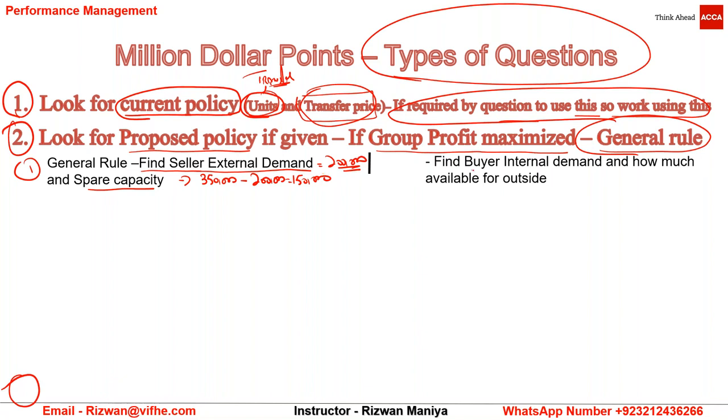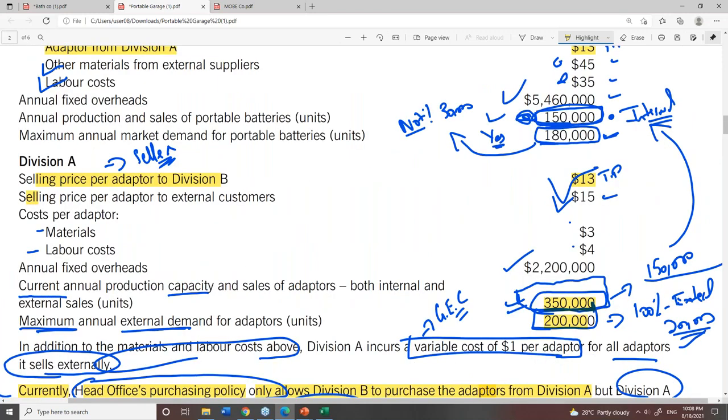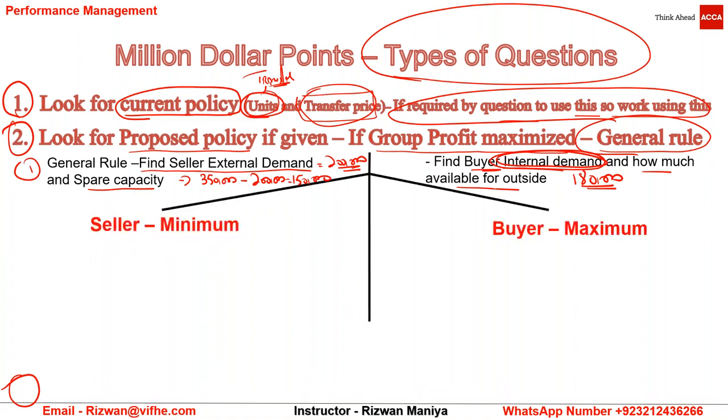For the buyer, you also look at how much the buyer wants. How much is the buyer's internal demand? Looking at the question, the buyer wants 180,000. That's a separate thing he's not getting right now, but he wants 180,000, which is also available from outside. So if you are using the general rule, look at these two things. Keep this in your mind, and once you have done that, just follow my rules.